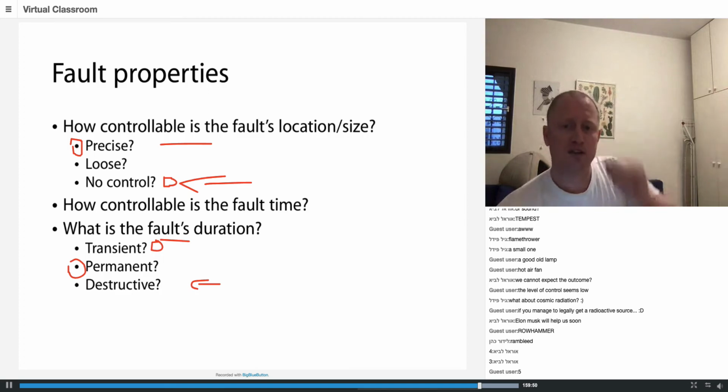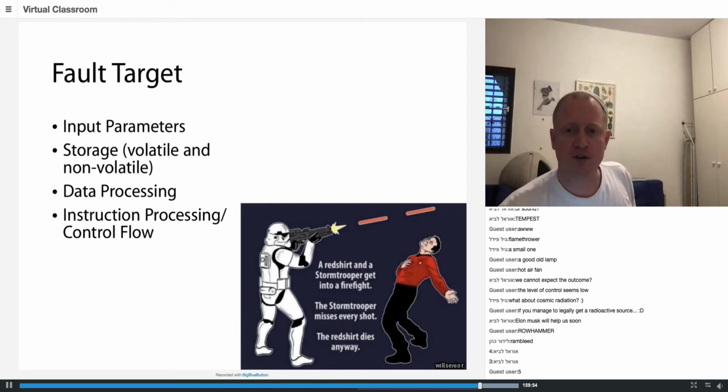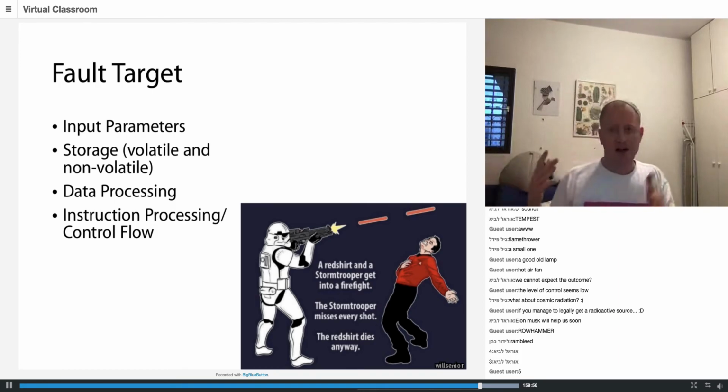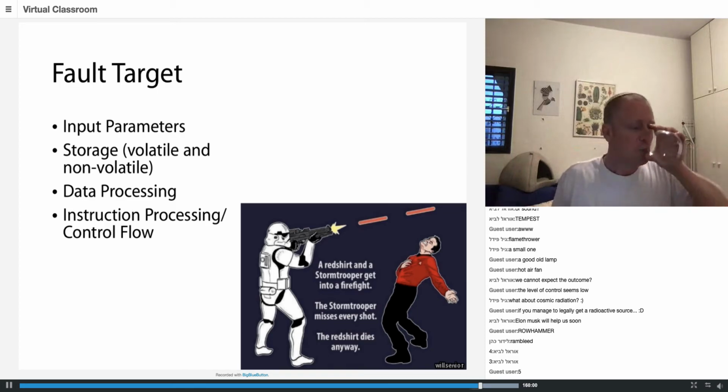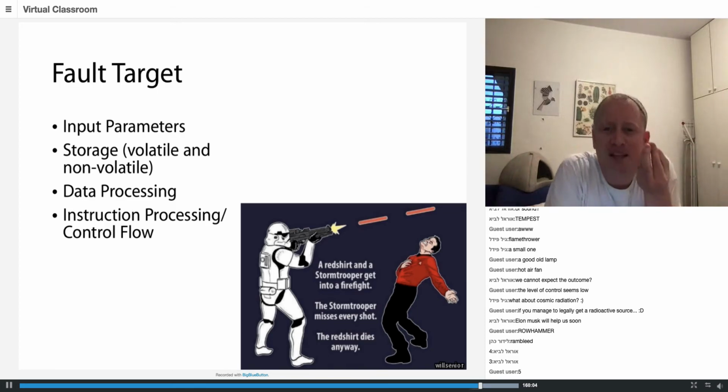So, these are the properties of the fault. And the last thing we have left is the target of the fault. And the target of the fault, I don't really have a lot to say about it, because even admitting that I know what the target of the fault is, I'm giving something away. I'm making my attack with it.